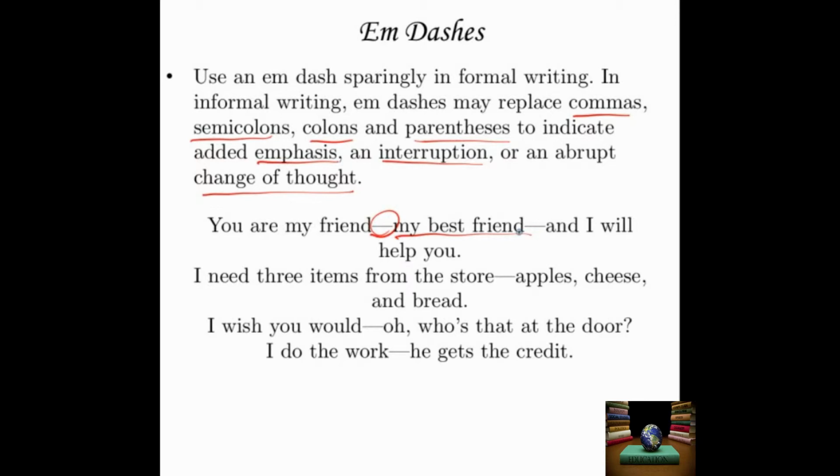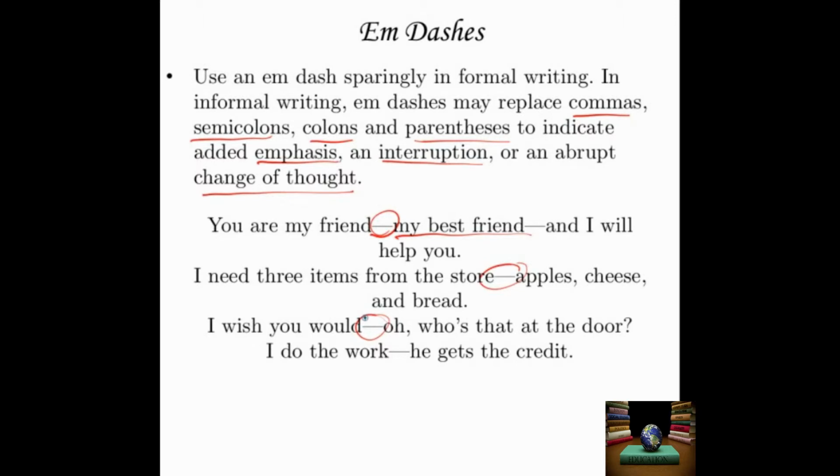"I need 3 items from the store—apples, cheese, and bread." In this case, we're indicating a pause between store and apples when this sentence would be spoken, and the em dash is doing about the same job as a colon. Now we look at the third sentence. "I wish you would—oh, who's that at the door?" This is somebody who lost their train of thought. They changed the subject very abruptly, and the em dash indicates that train of thought. "I wish you would—oh, who's that at the door?"